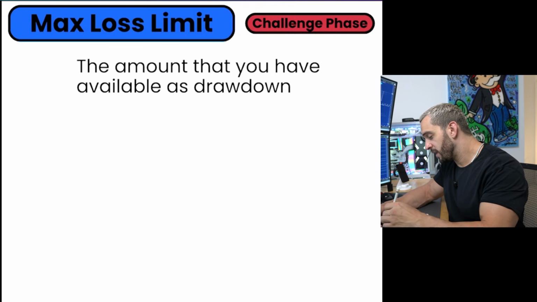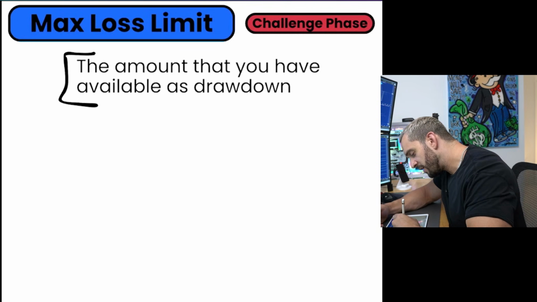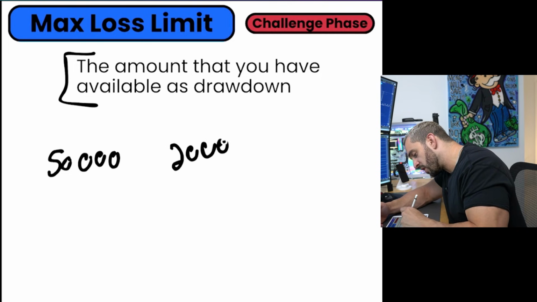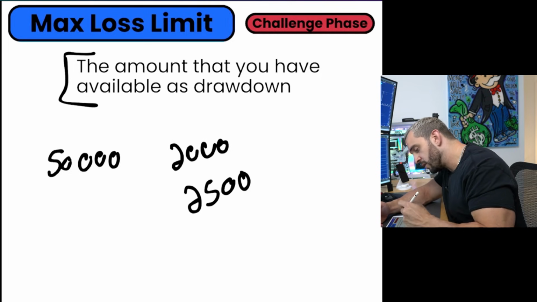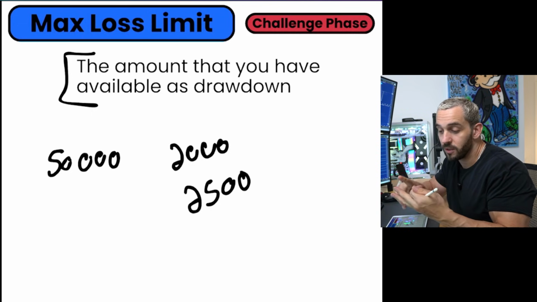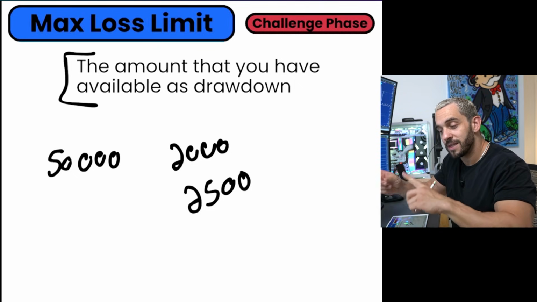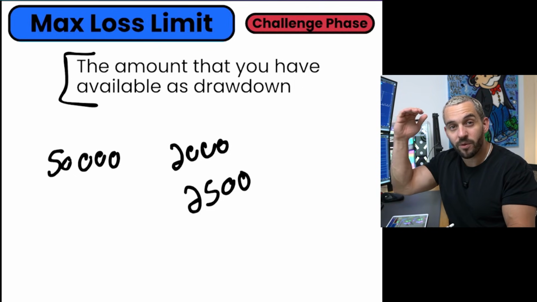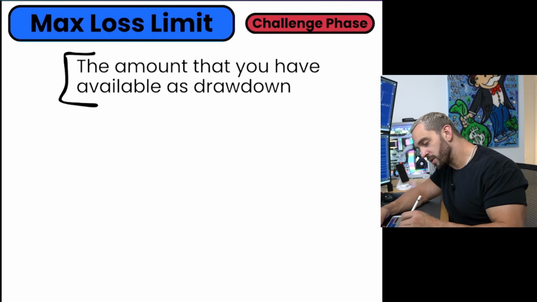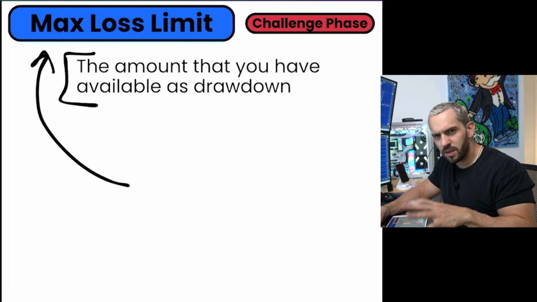The max loss limit is the amount that you have available as drawdown. So what this looks like is if you have a $50,000 account, most prop firms will give you something like a $2,000 or $2,500 drawdown. Now they call this drawdown. You'll also hear it called a trailing drawdown threshold or max loss limit, not daily max loss, that's next. So the max loss limit is the maximum amount that you're allowed to lose before failing the challenge. And the reason this number is important to me is because this number is how I determine how much I'm going to risk per trade. Let me show you how that works.